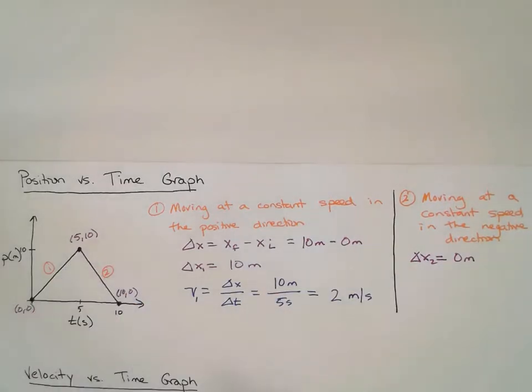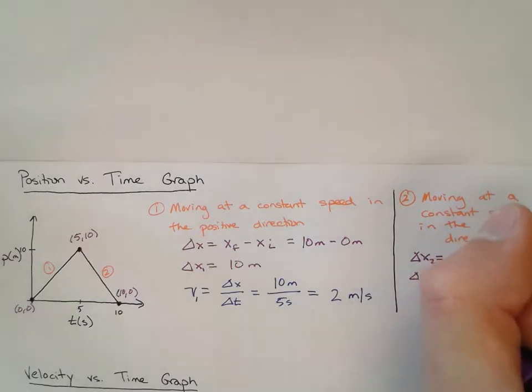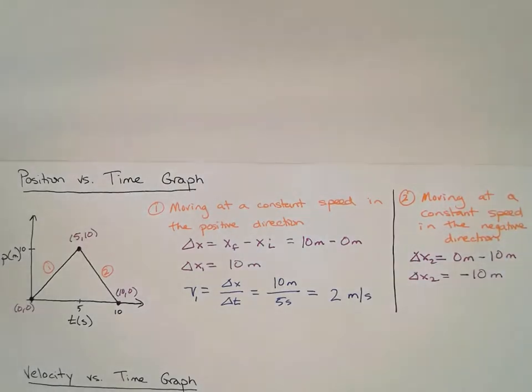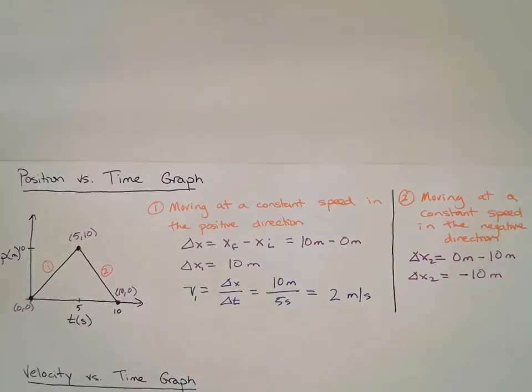My initial position for that second section of motion would be 10 meters. So 0 minus 10 meters, and my change in position would be a negative 10 meters. Remember, that negative is very, very important because displacement is a vector, and that negative indicates the direction.